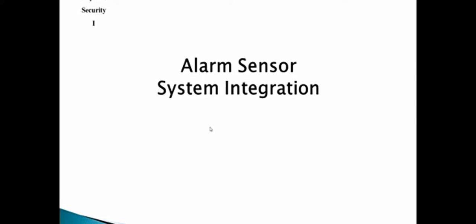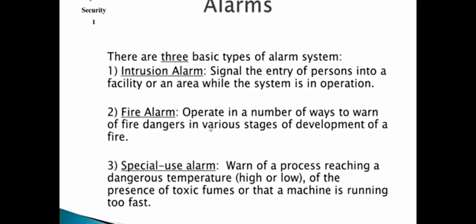All right, alarm sensor system integration. There are three basic types of alarm systems we need to be familiar with. The first one is the intrusion alarm, or what we call IDS, intrusion detection systems. They signal the entry of persons into a facility or an area while the system's in operation. It can be as basic as what you have in your home, your ADT type systems, all the way up to multiple types of sensors working in integration with each other.